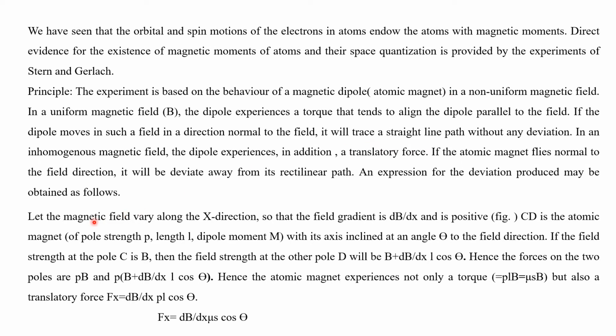Let the magnetic field vary along the x direction, so the field gradient dB/dx is positive. CD is an atomic magnet of pole strength P, length L, dipole moment M, with its axis inclined at angle theta to the field direction. If the field strength at pole C is B, then the field strength at pole D will be B plus dB/dx L cos theta. Hence, the forces on the two poles are PB and P(B plus dB/dx L cos theta).